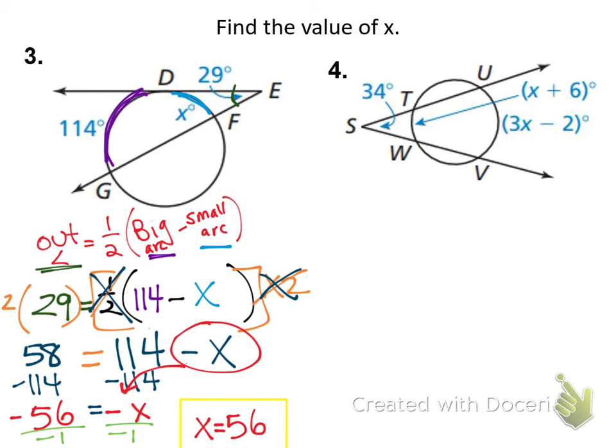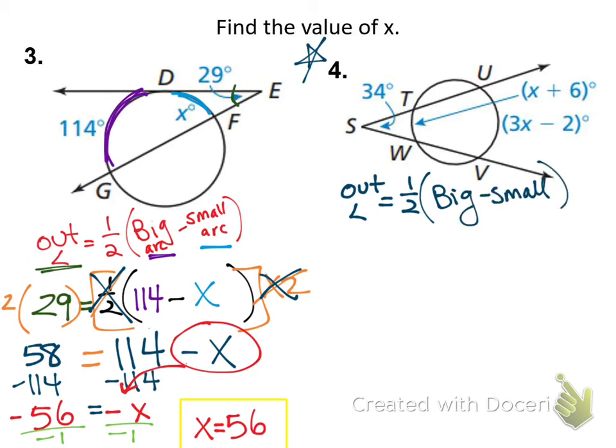And then this last one I would put a star next to, because I'm going to tell you a common mistake that people make. We're still going to use the same formula, because what kind of lines form this outside angle? Two secants. So the outer angle equals 1/2 times the bigger arc minus the smaller arc. But you've got to be careful when you plug this one in, and I will show you why.